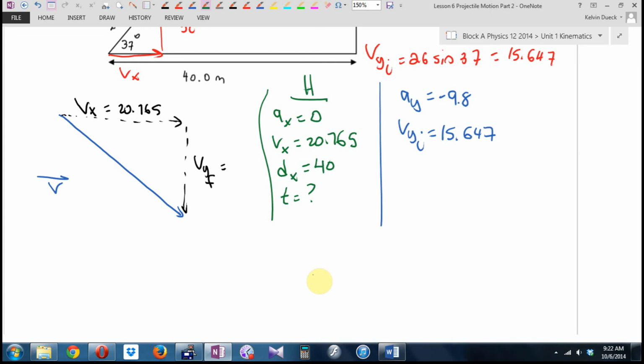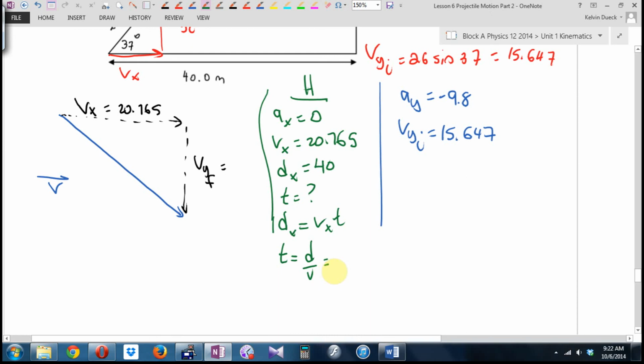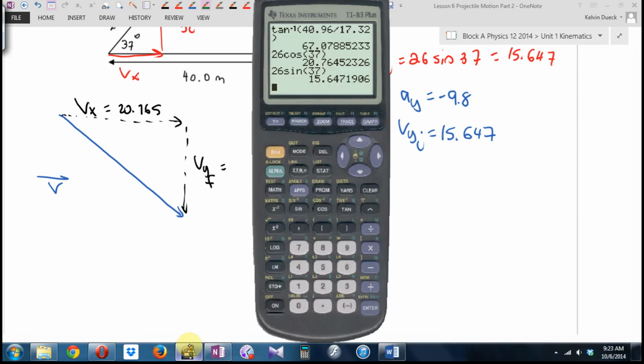I'm looking for an equation that's got A, Vx, dx, and t in it. Yeah, t equals dx over Vx. Ooh, he did two steps at once. You impressed me. First of all, he in his head said it's going to be dx equals Vx t plus a half a t squared over horizontal. Oh no, he crossed out the half a t squared. And then he said, hey, I can get the t by itself already. T is going to be distance divided by velocity, horizontal. It's going to be 40 divided by 20.765, which is 1.926 seconds.